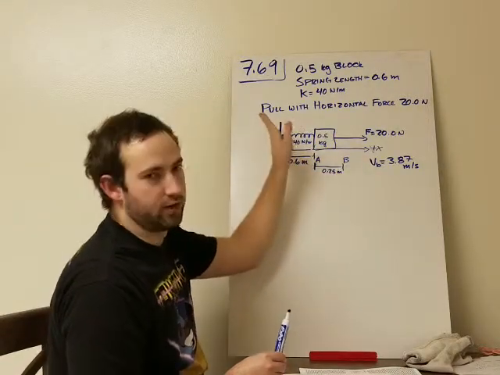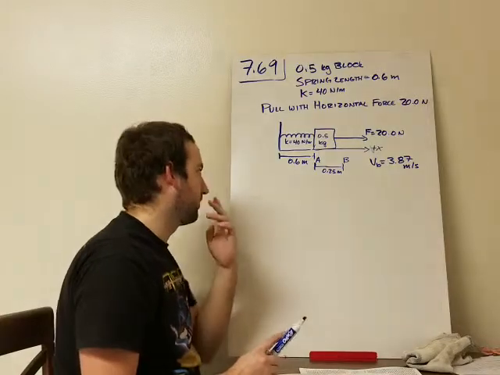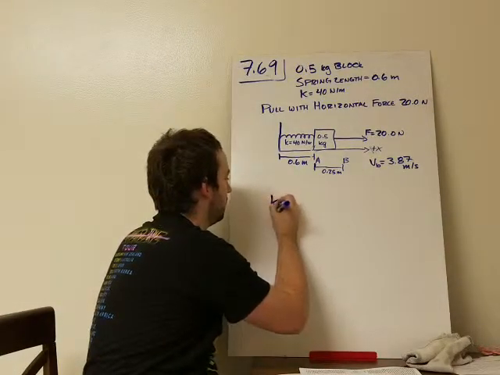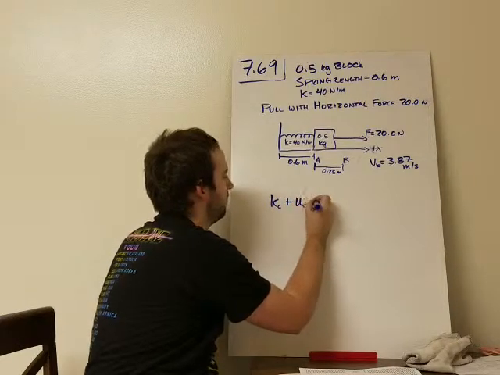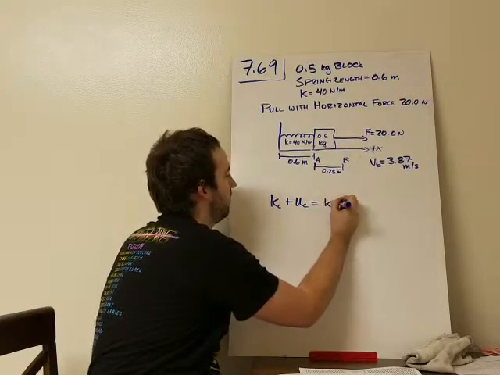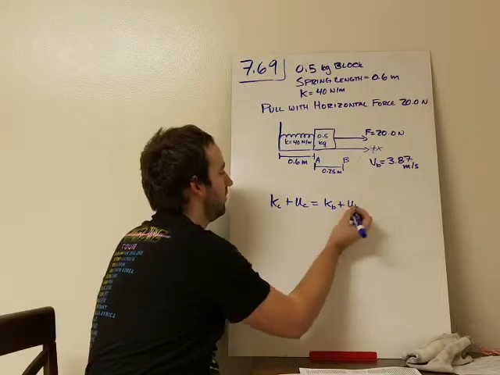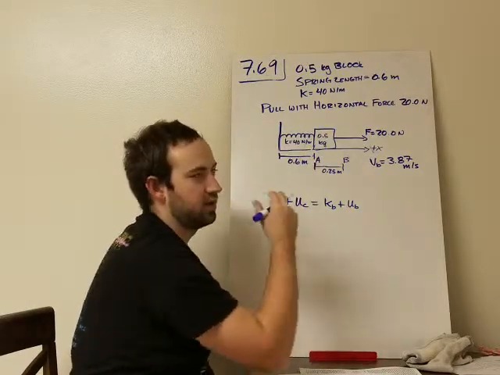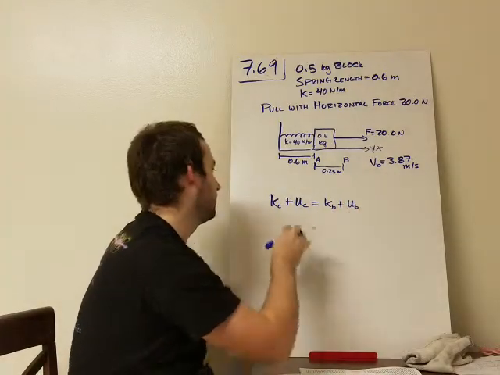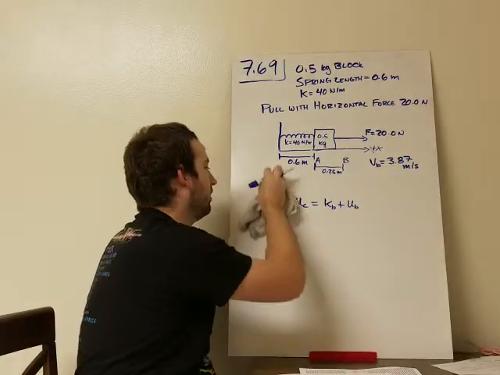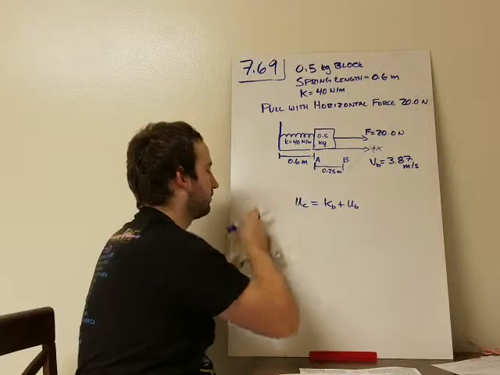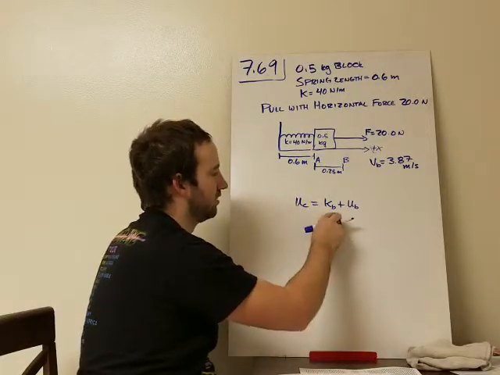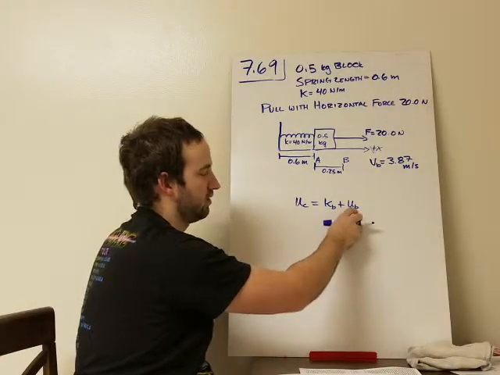We'll call the point over here point C. So we'll get KC plus UC equals KB plus UB. Now KC, as far over as this can be, all that kinetic energy is going to be depleted, so this is going to equal 0. So we'll get rid of that, and we're left with the potential energy at C equals the kinetic energy at B plus the potential energy at B.